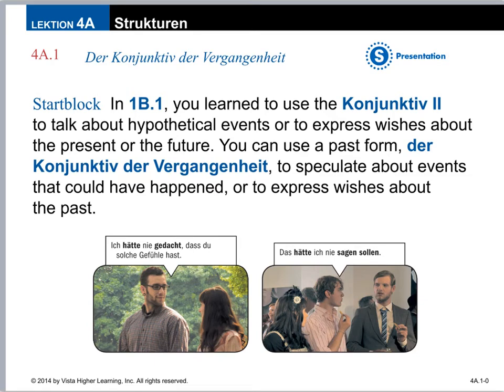Back in Chapter 1, you learned to use the Konjunktiv 2 to talk about hypothetical events or to express wishes about the present or the future. You can use a past form, which is the Konjunktiv der Vergangenheit, to speculate about events that could have happened or to express wishes about the past. You're going to notice a couple similar verbs from the Konjunktiv 2. We're going to be using hätte and wäre.